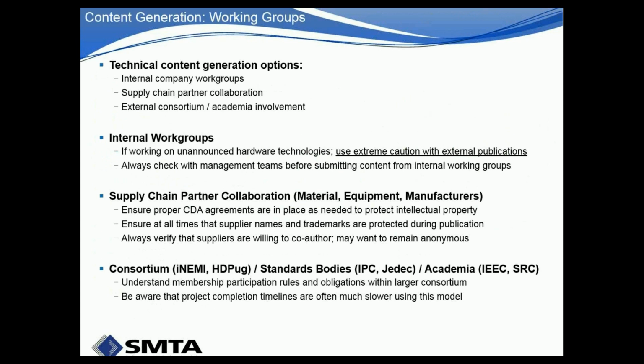Now let's switch our attention to working group options. There's several different ways in which you can generate the content of your paper. You can generate options through internal working groups, supply chain partner collaboration, or consortium. Let's start with internal work groups.